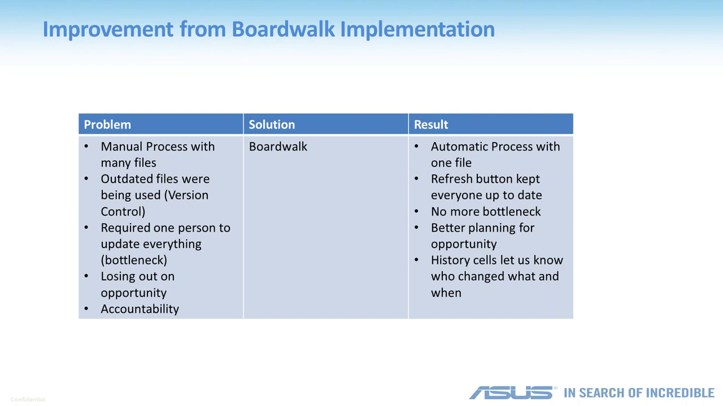Like I said earlier, if, say, someone shipped more than they thought, or more than we thought they were going to, it ended up creating a shortage in the overall pool. Everyone else ends up pulling units, and suddenly we ran out of units, and we're not sure why. Boardwalk was our solution. The result was we had an automatic process with one file.